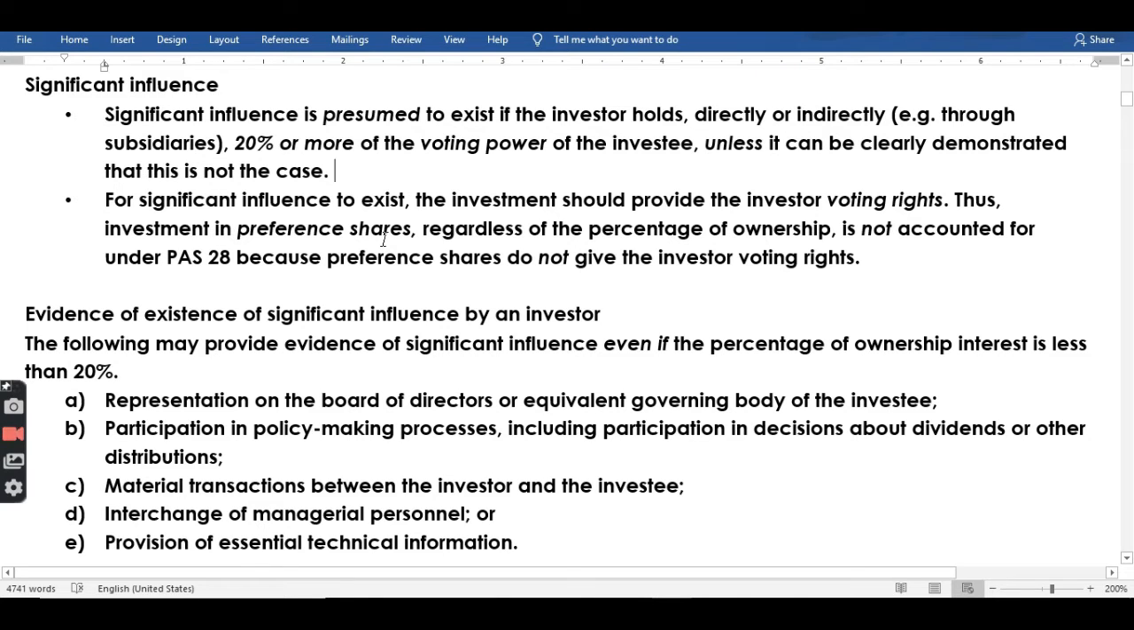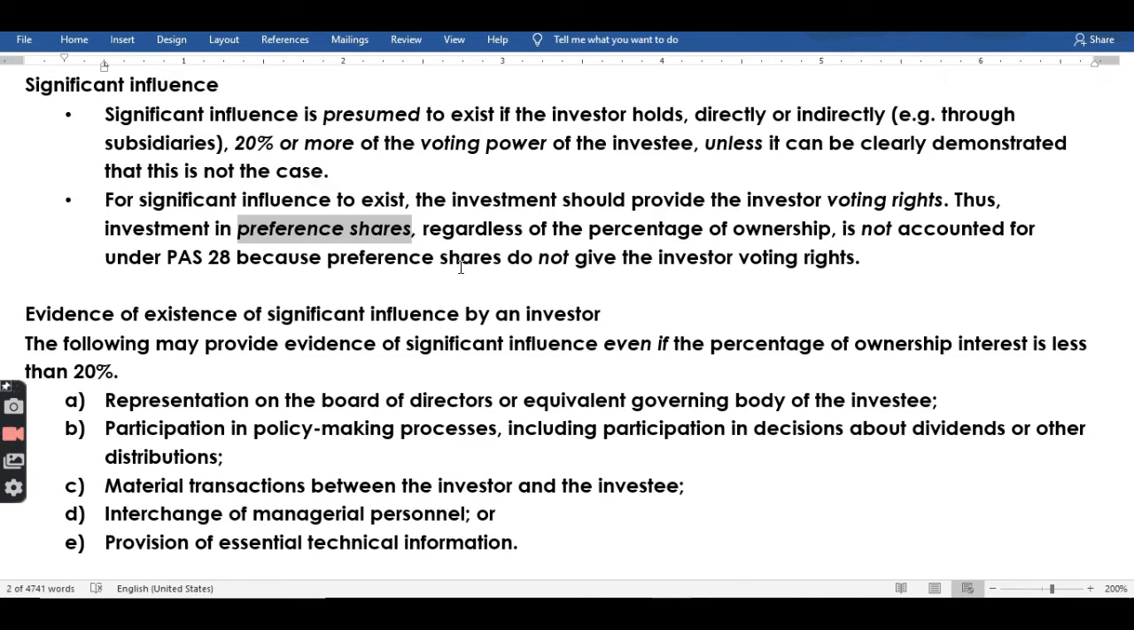dahil voting rights ang pinag-uusapan natin, ibig sabihin kahit kunin mo lahat ng preference shares, okay, hindi pa rin siya pwedeng maging investment in associate because preference shares generally has no voting rights. Okay? Not unless the preference shares are convertible at pag kinonvert mo yung preference shares mo into ordinary shares, magkakaroon ka ng significant influence. Okay? So, yun yung isa pang consideration dyan. Okay, last one before we move on.